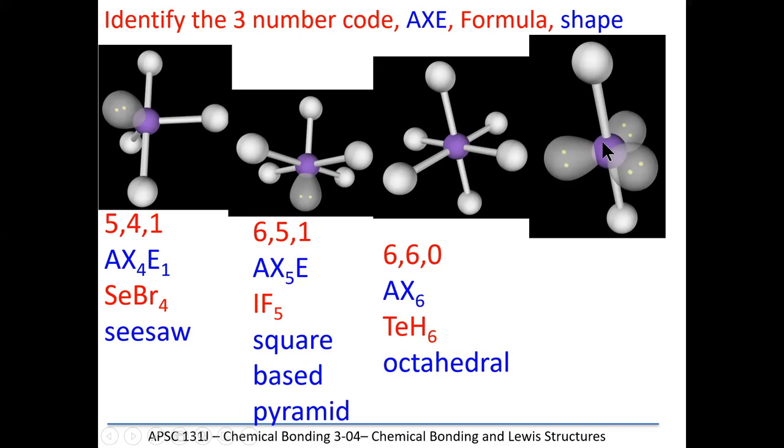Now this example here, central atom is going to supply 8 electrons. So it's going to be from the noble gas family with 2 halogens. The 3 number code would be 5, 2, 3. The formula would be AX2E3. And the shape is linear.